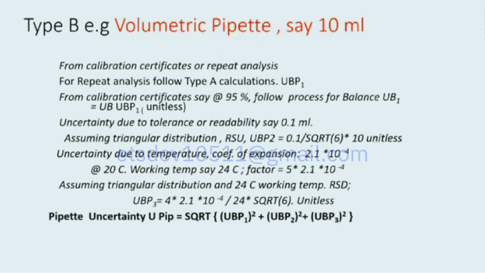however, your temperature is 27, then you need to multiply by 7. So 5 is the difference in temperature, multiplied by the coefficient of expansion and then divided by square root of 6. So these corrections have to be made especially for glass. You will make these corrections for a pipette, for a burette, and for a volumetric flask.